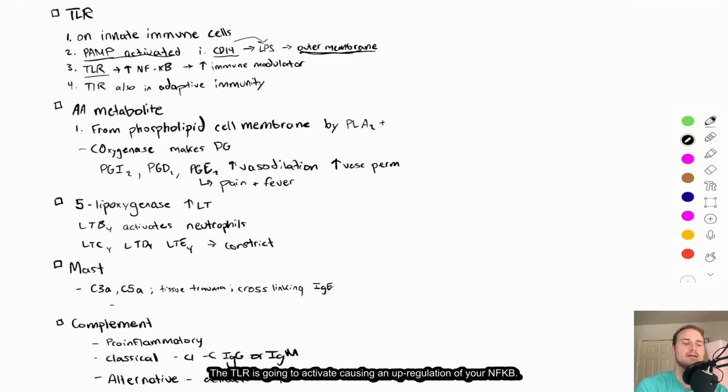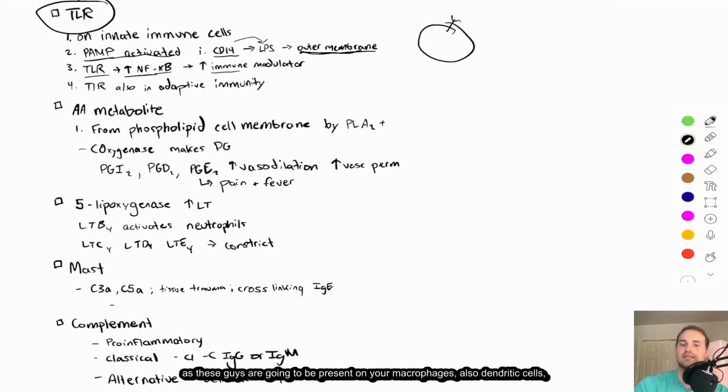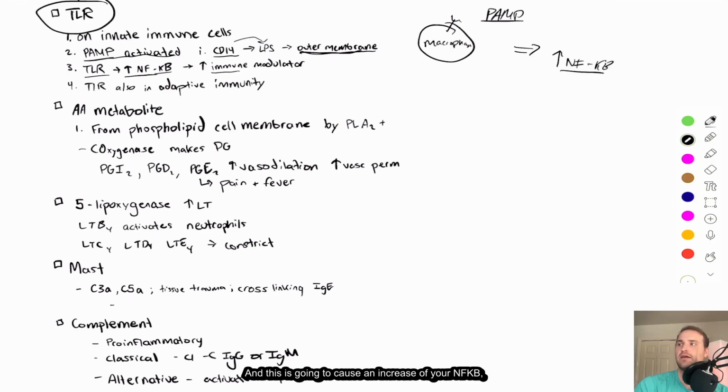The TLR is going to activate, causing an upregulation of your NF-κB. That's going to be an increase of immune modulation. The easiest way to think about toll-like receptors is these are going to be present on your macrophages, also dendritic cells. They're going to be activated by your PAMPs, and this is going to cause an increase of your NF-κB, which is going to cause an increase in the transcription of your immune mediators. Okay, that's how the TLRs work.